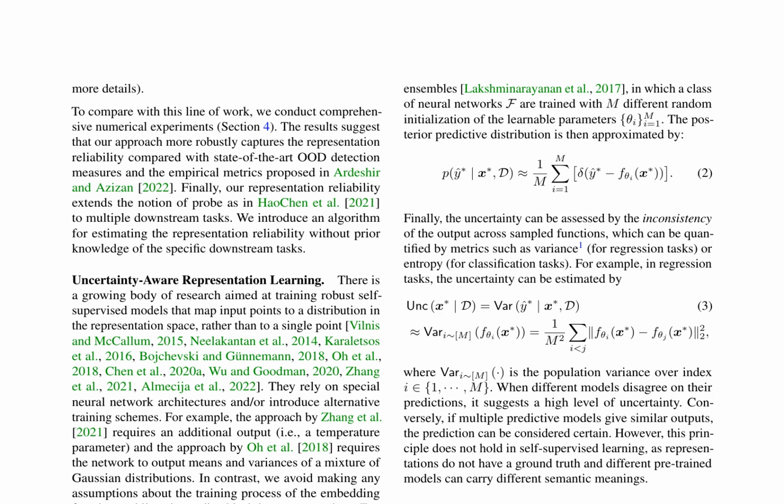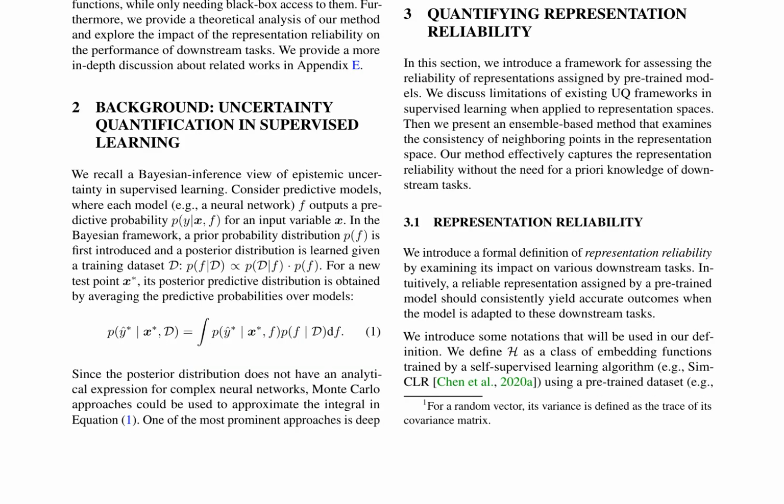The authors revisit the Bayesian inference view of epistemic uncertainty in supervised learning, where a prior probability distribution is introduced, and a posterior distribution is learned given a training dataset. They explain how the posterior predictive distribution is obtained by averaging predictive probabilities over models, and how Monte Carlo approaches, such as deep ensembles, can be used to approximate the integral.